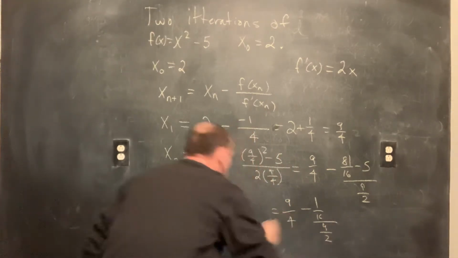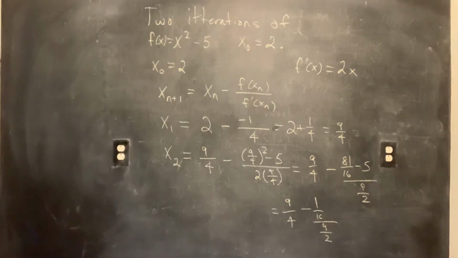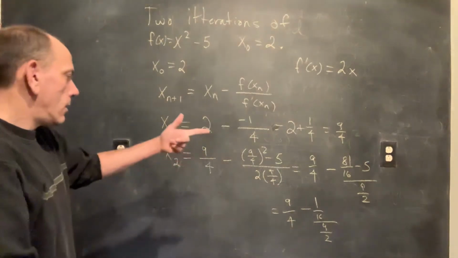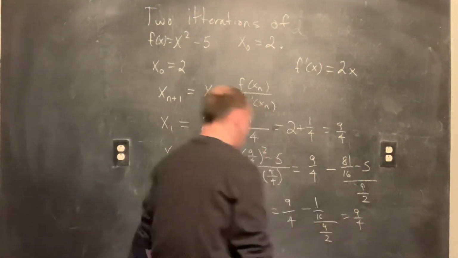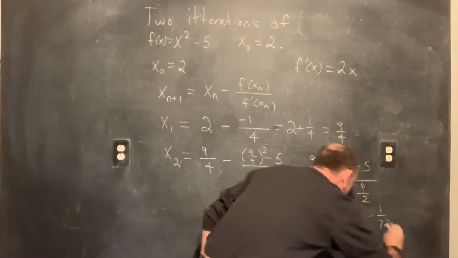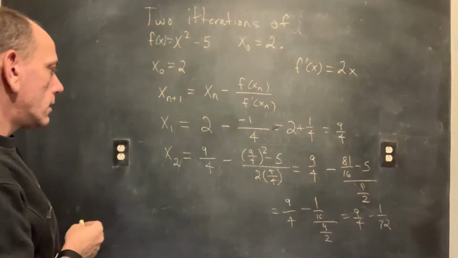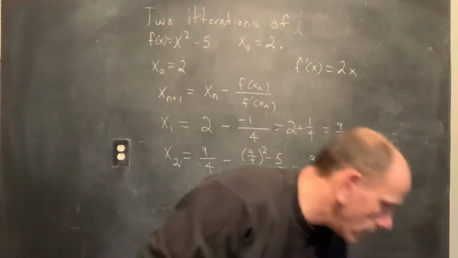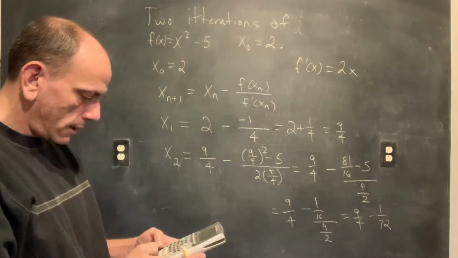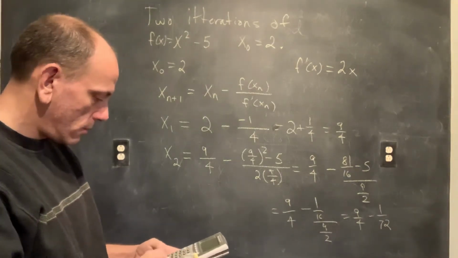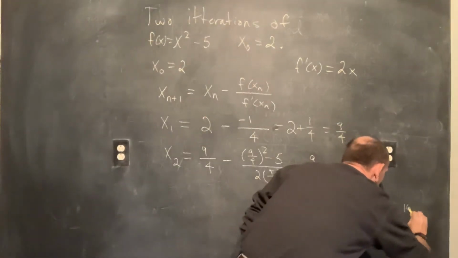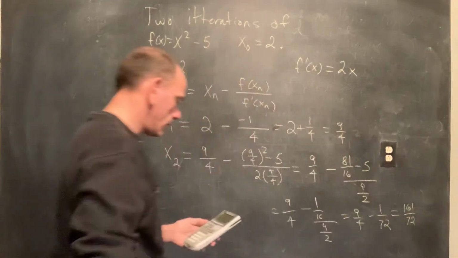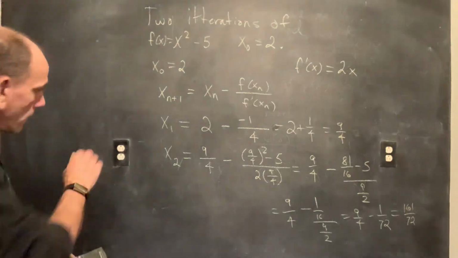9 quarters. Sorry, I'm just doing some algebra here now. Hopefully I did that right. 50 and 30, so 80, 1/16. Reciprocal, 8 times 9 is 72. 9 quarters minus 1 over 72. And whatever 9 quarters minus 1 over 72 is, let's cheat. Math to frac, 161 over 72. There we go. And so there's our x2.